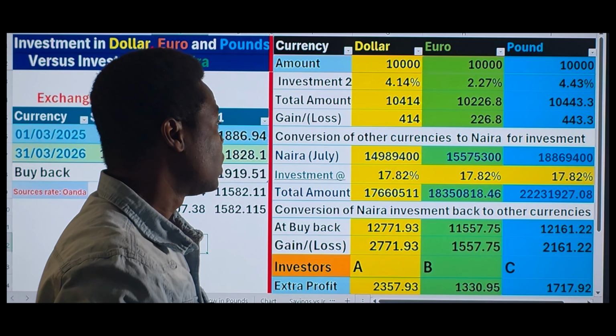£10,000 to Naira. As we said, we are looking at 3 investors from 3 different countries. For the country using dollar, we are looking at USA. For the country using euro, we are looking at Italy. For the country using pounds, we are looking at the UK.